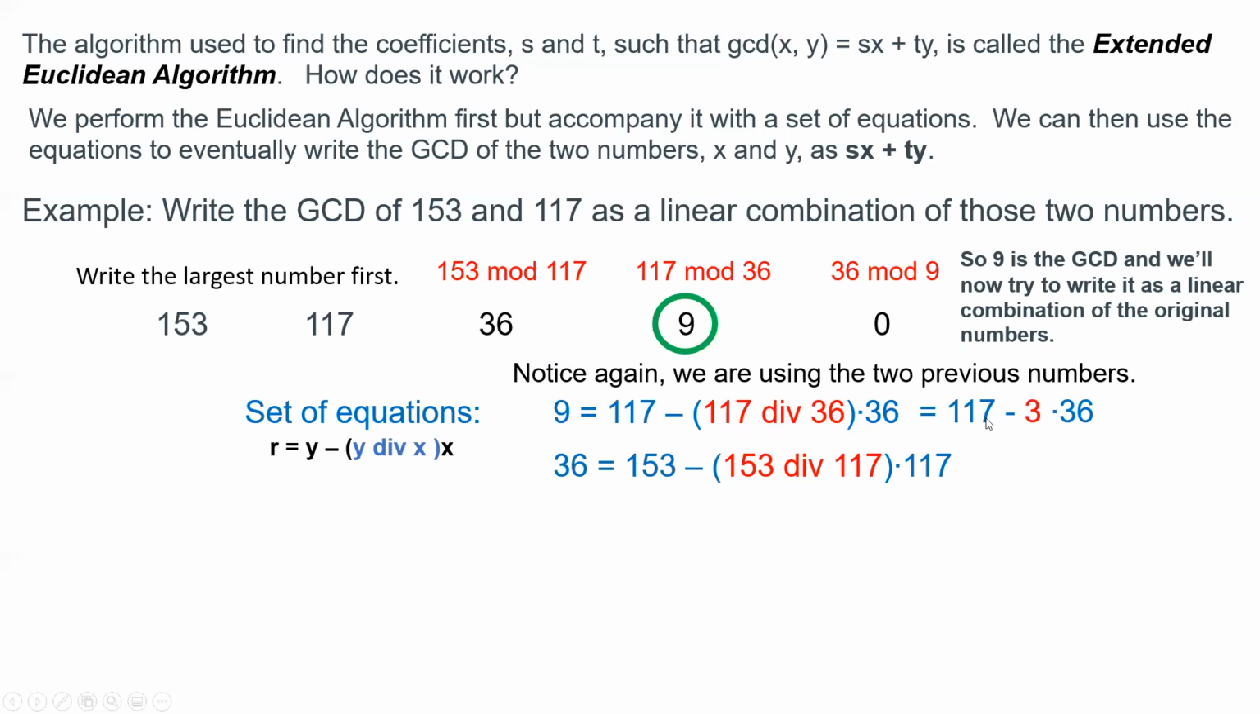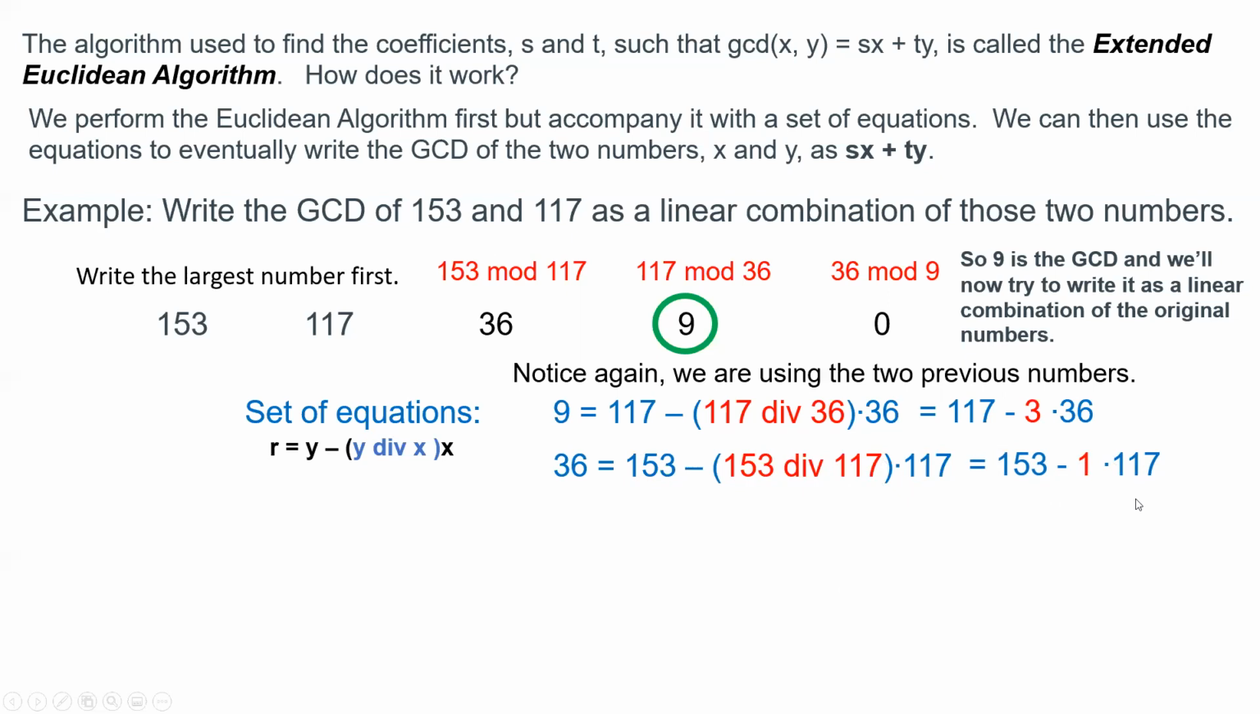So we keep 117 and 36 here. And for this next one, the same thing: 153 and 117 are magic numbers. In fact, they're even more magic because they're the two originals, and they're the ones we really care about. So we're going to leave those there, but we're going to at least evaluate this div here. So 153 minus, and 153 div 117 is 1, so 1 goes there, and then times 117.